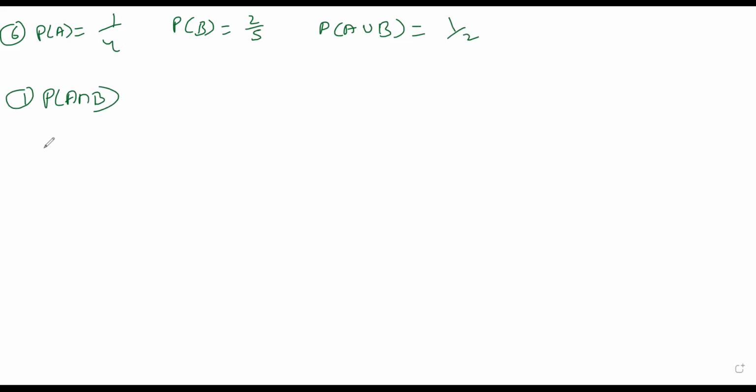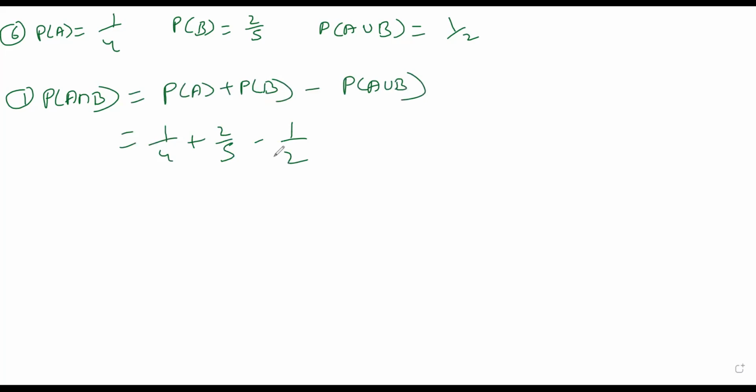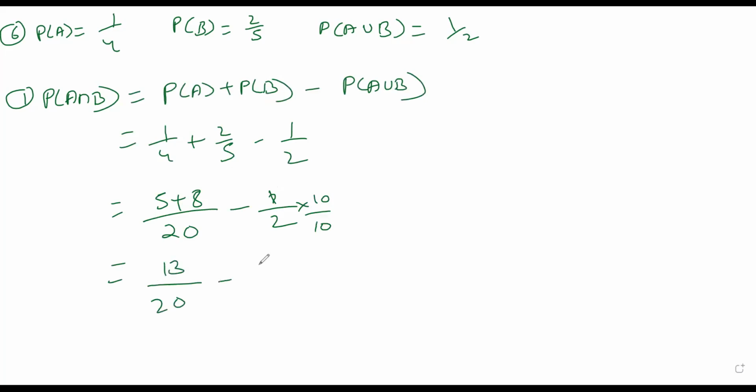whenever in a sum P of A, P of B and something from union or intersection is given, you should by default consider them dependent events. Then P of A intersection B will be P of A plus P of B minus P of A union B. That is 1 by 4 plus 2 by 5 minus 1 by 2. This is 5 plus 8 by 20 minus 1 by 2. 13 by 20 minus 10 by 20. This is 3 by 20.